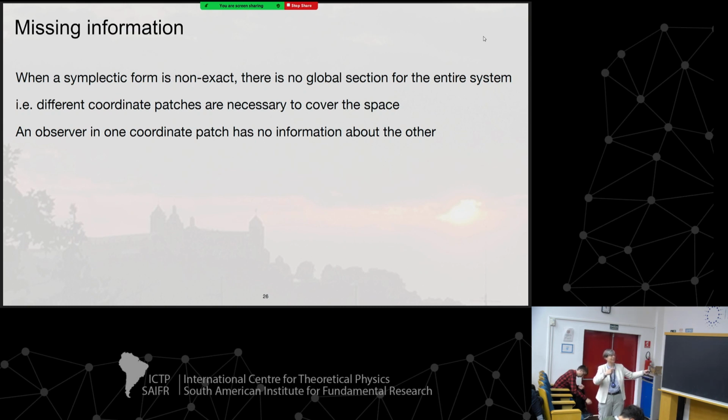But essentially, you can also have a similar picture if you have just this two-spin system, because again, due to this non-exact symplectic form, you don't have a coordinate patch that covers all of the S2 sphere that we're considering there. So again, the mathematical structure is very, very similar.